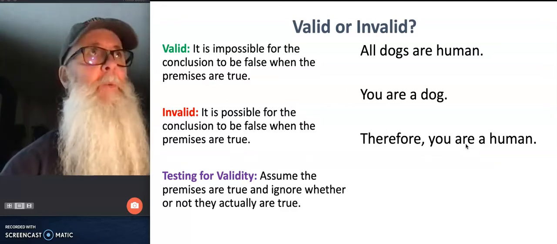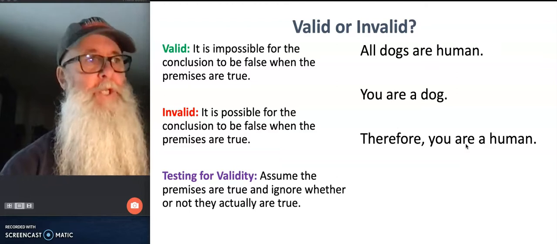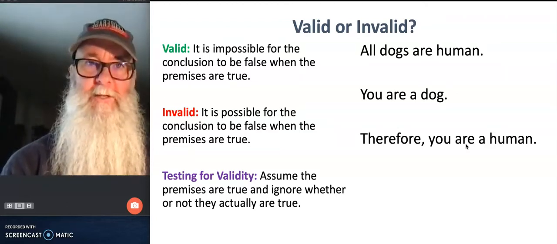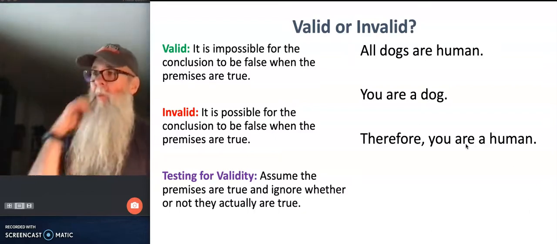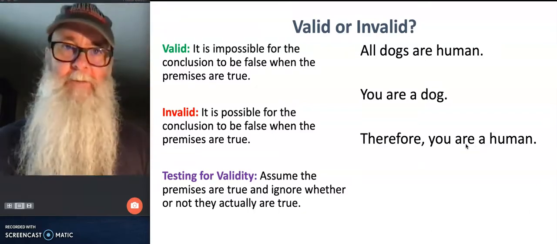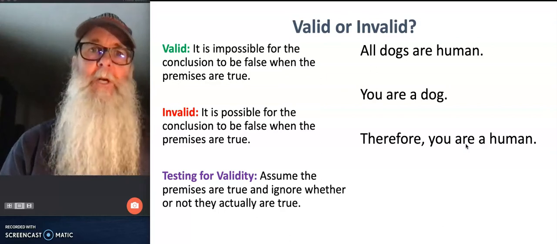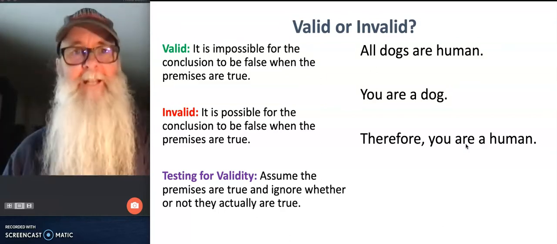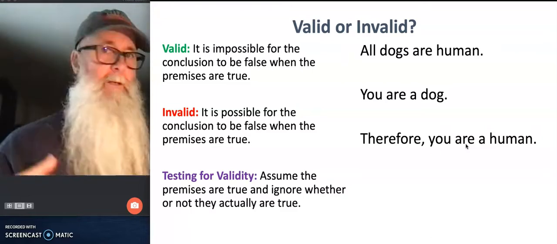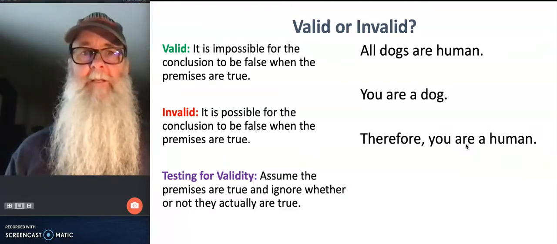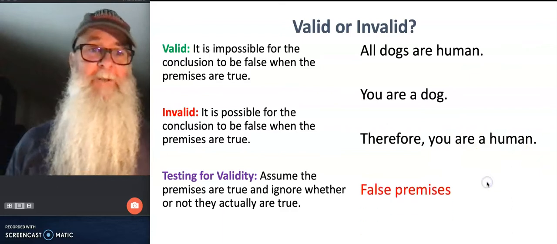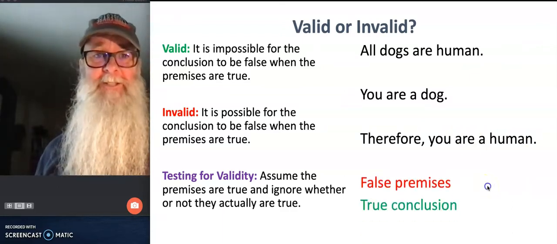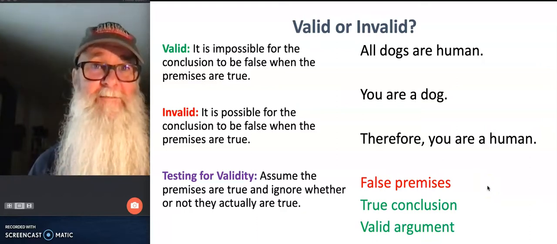In other words, is there any way it could be false that you're a human if the two premises were true? And the answer is, there's no way for that conclusion to be false when the premises are true. If it's true that all dogs are human and you're a dog, then by definition you're also a human, because all dogs are human and you're a dog, the second premise says. Okay? So now if you think about what we have here, we have an argument with false premises, a true conclusion, and it's valid. Okay?